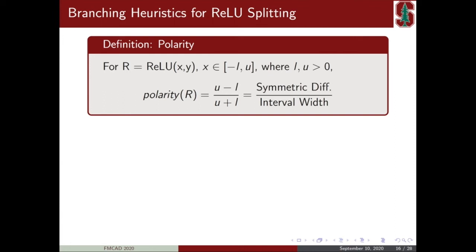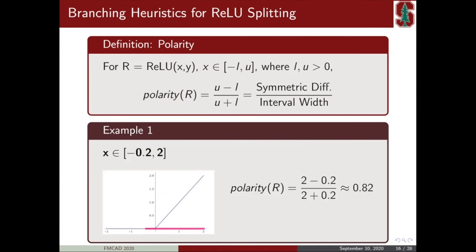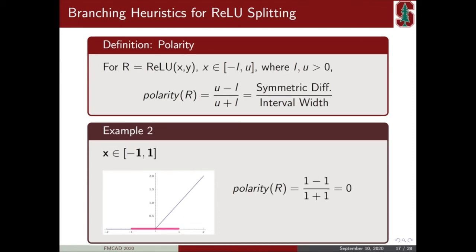Polarity of a ReLU ranges from -1 to 1. Let's look at some examples to understand better what polarity is capturing. Suppose we have an input range that lies mostly on the positive side. The polarity of this ReLU would be a value that's close to 1. Suppose we have a perfectly symmetric input range with respect to 0, then polarity would be 0. Essentially, the more asymmetric the range of the input variable is, the larger the absolute value of the polarity of that ReLU.